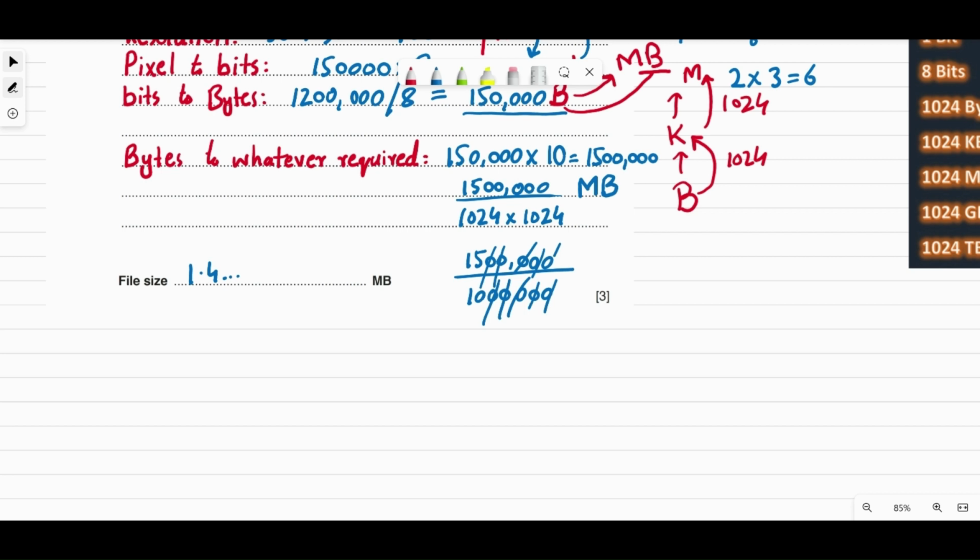So I already know the answer. 1.43 it is, I guess. I haven't calculated it, but I've looked at its marking scheme. 1.43 is the final answer. By this method you're going to get 1.5.